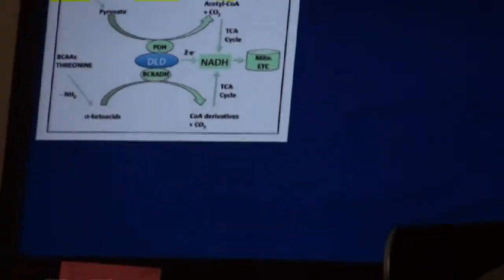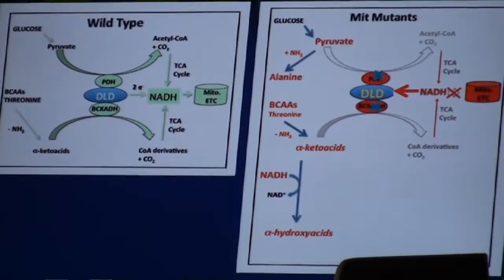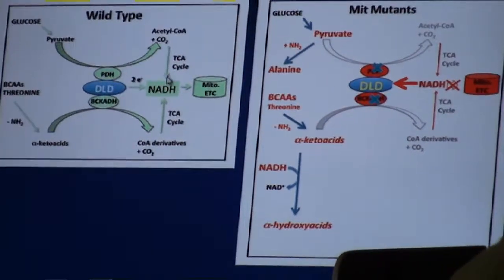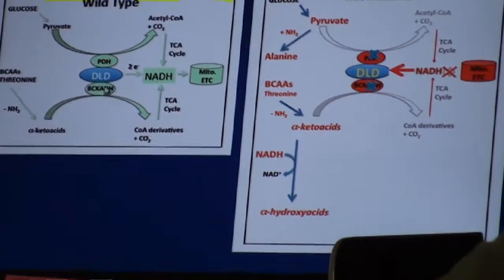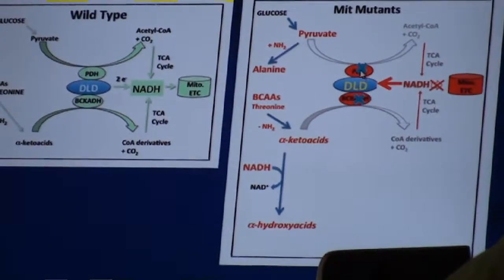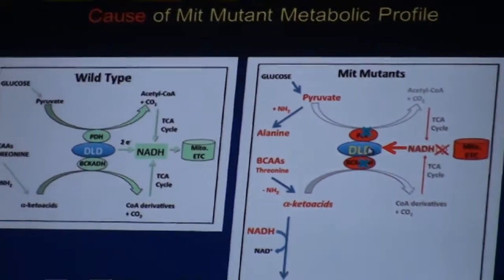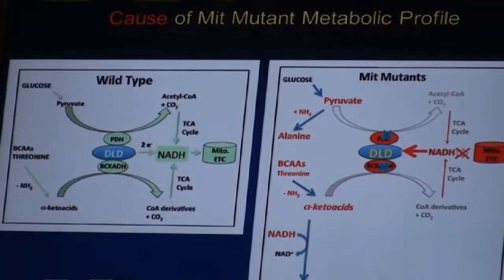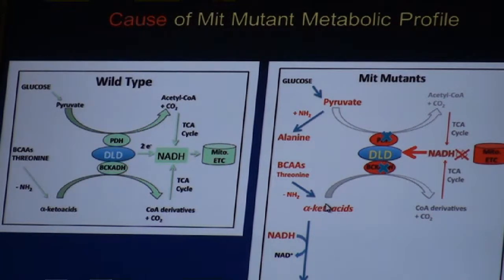So at the moment, our working hypothesis for at least the cause of the metabolic profile in the long-lived worms is that in the wild type worms, we would just have the shared DLD subunit, the E3 subunit, in the pyruvate and the alpha-ketoacid dehydrogenases. We think in the long-lived worms the NADH kills these enzymes, probably at the level of E1, because it's irreversible. We think it's just knocking out these enzymes. And as a consequence, we get a buildup of a bunch of alpha-keto acids and the alpha-hydroxy acid products.